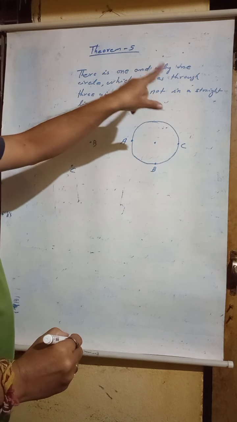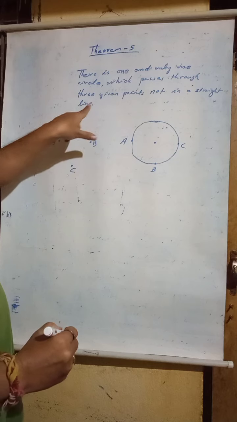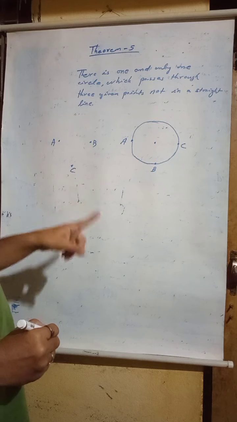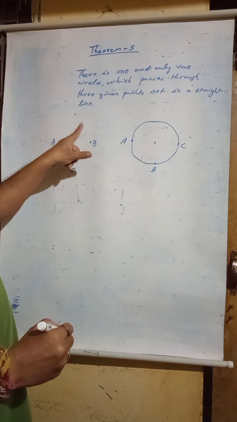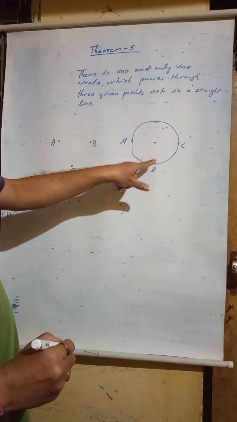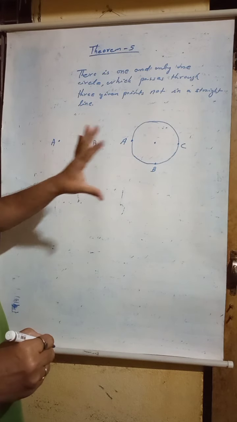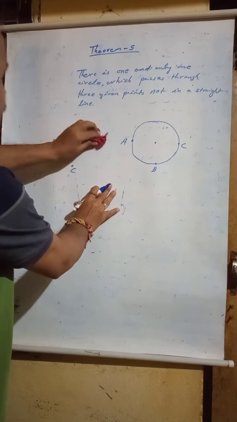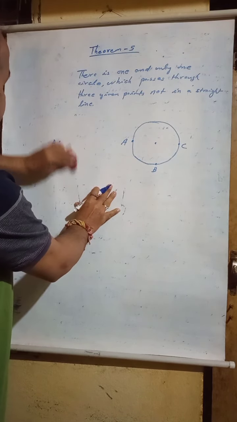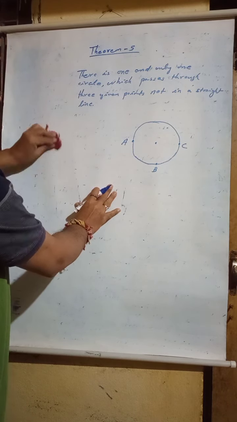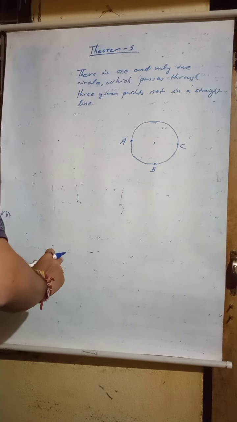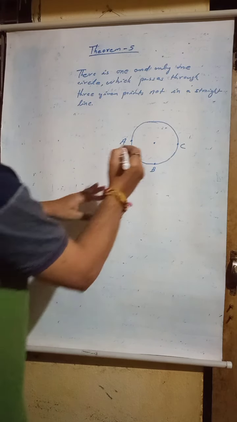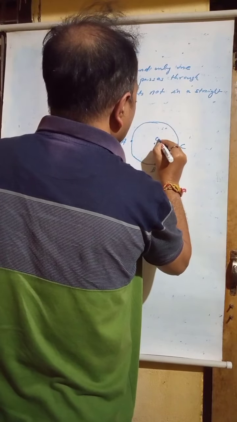There is one and only one circle which passes through three given points not in a straight line. So only one circle can be drawn touching these three points. So that's what I have done here. But we have to prove it. How will we prove it? That is the main thing: how to prove that there is a circle passing through the three points. So let the center of the circle be O.